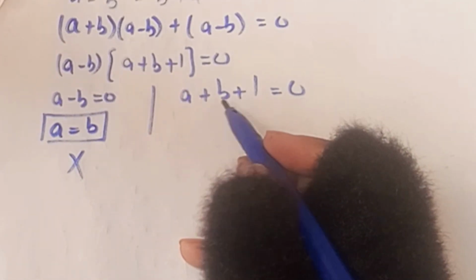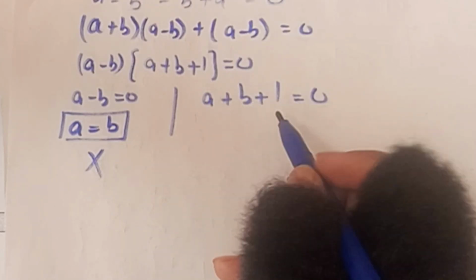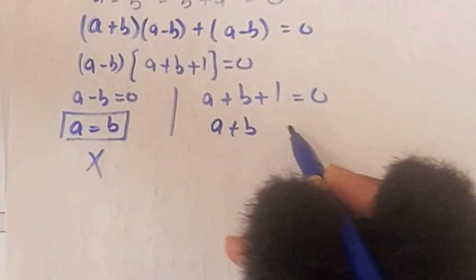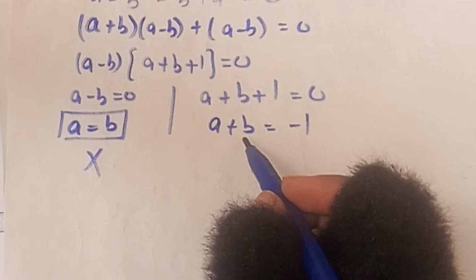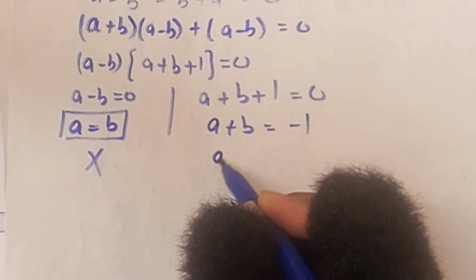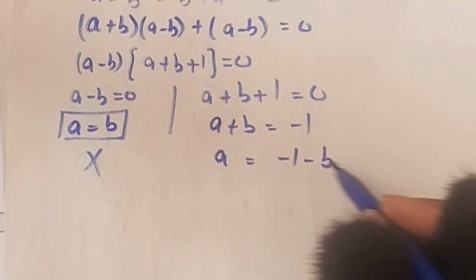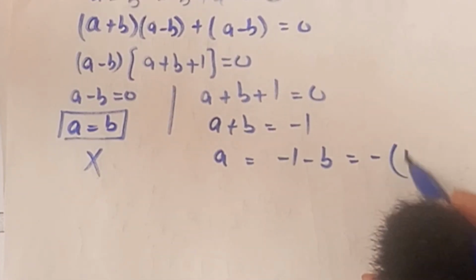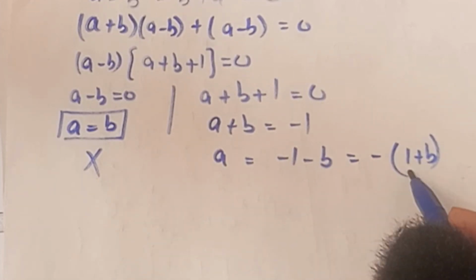Now look at this: a + b + 1 = 0. If we subtract 1 on both sides, we get a + b = −1. In the next step, if we subtract b on both sides, then a = −1 − b, and we write this as a = −(1 + b). So this implies a is equal to this value.